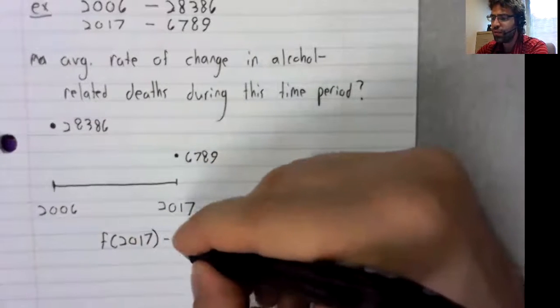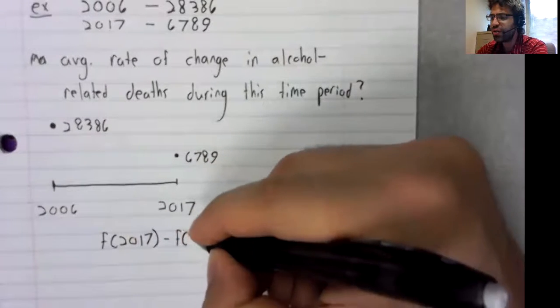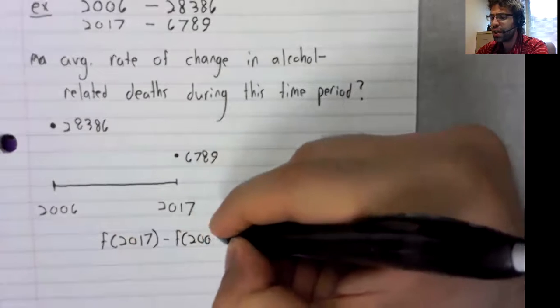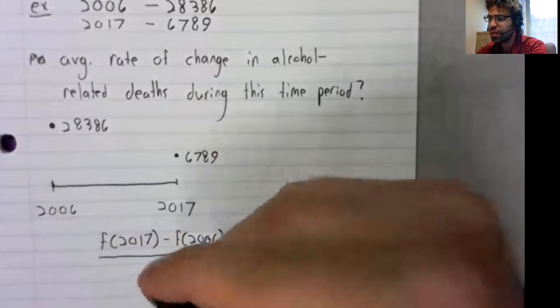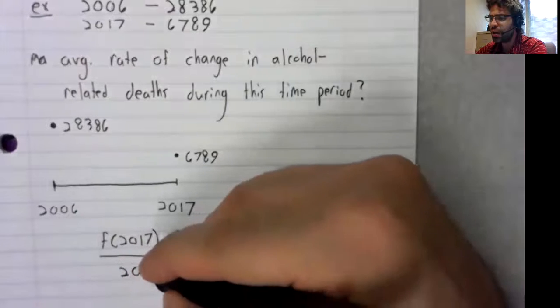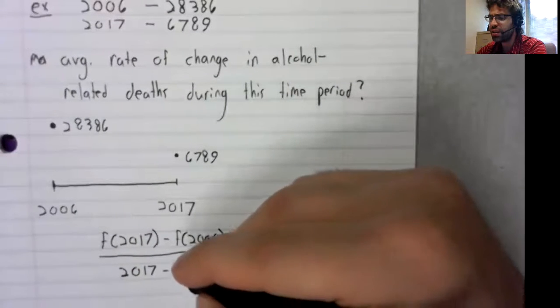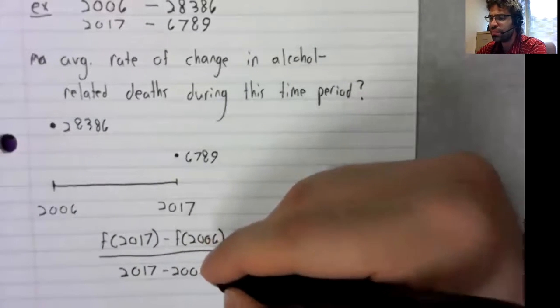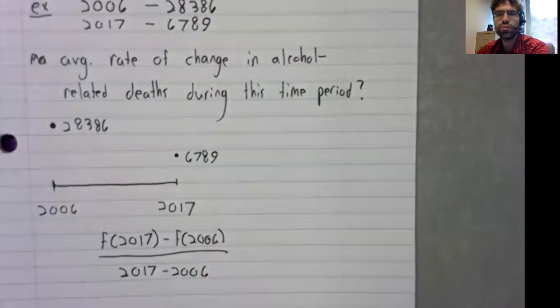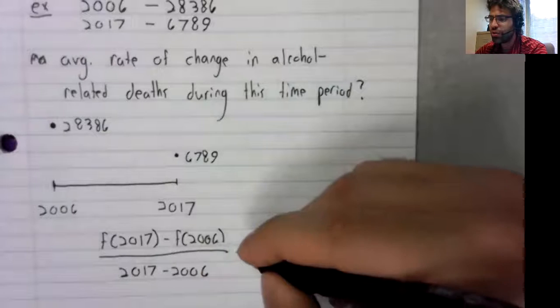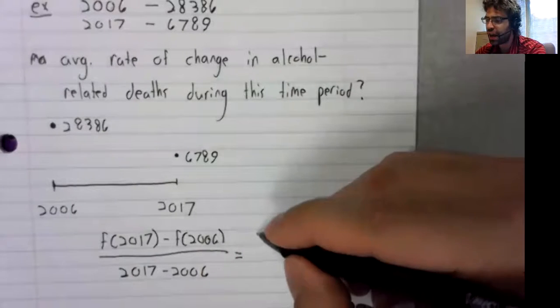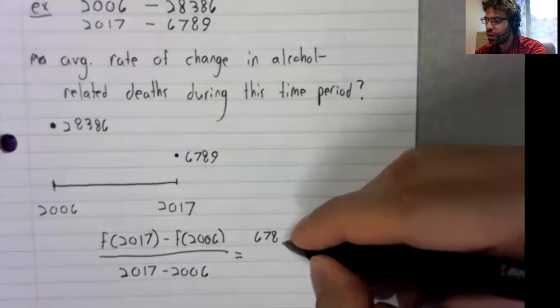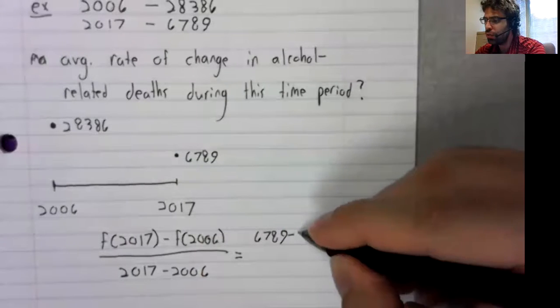F of 2017 minus F of 2006 divided by 2017 minus 2006. So we can compute the average rate of change with these values alone.